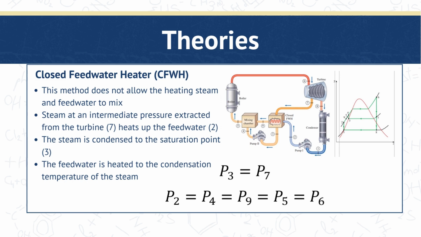And then P2, which is what comes out of pump 1, is equal to P4, what is after heating, which is P9 after mixing, which is equal to P5 after mixing, which is equal to P6, which is the thing that goes out from the boiler, the vapor. So therefore, you can easily find the characteristics of them from the steam table.